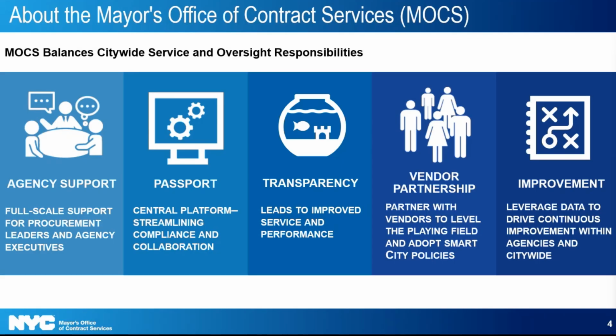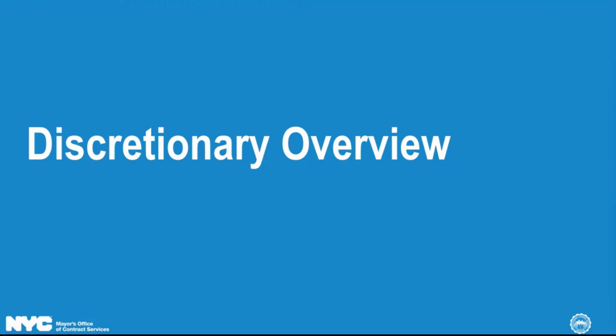To begin, let us introduce ourselves. The Mayor's Office of Contract Services, also known as MOCS, leads procurement for New York City. We serve as an oversight and service agency dedicated to making it easier for vendors to do business with the city. Now, we will provide a comprehensive overview of discretionary funding, from the basics and eligibility to best practices and everything in between.